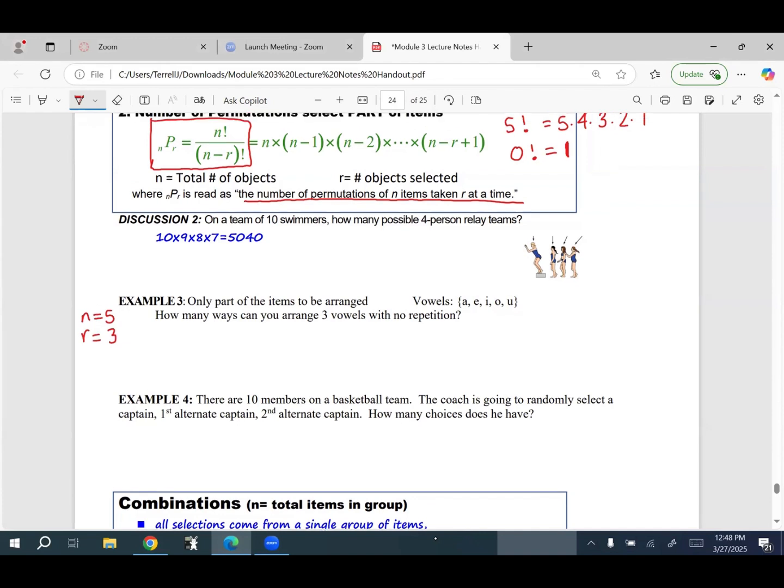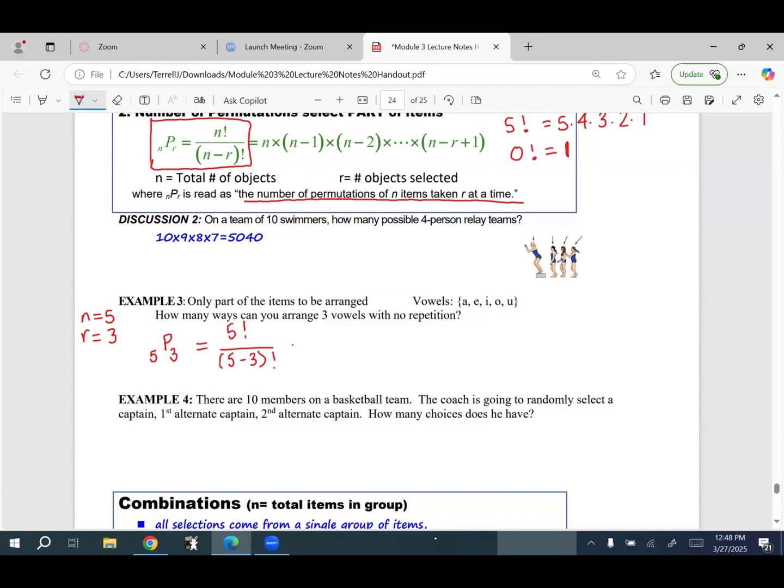And so look above at what's in green above here, NPR. This would be the number of permutations of 5 items taken R at a time. NPR means 5P3. And the formula for that is N factorial, which for me would be 5 factorial, over (5 minus 3) in parentheses with a factorial.